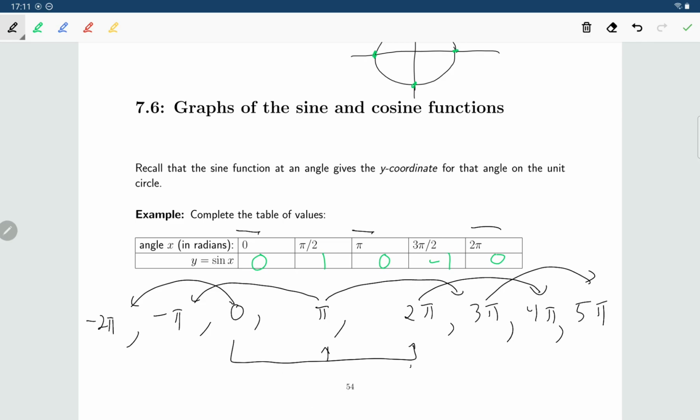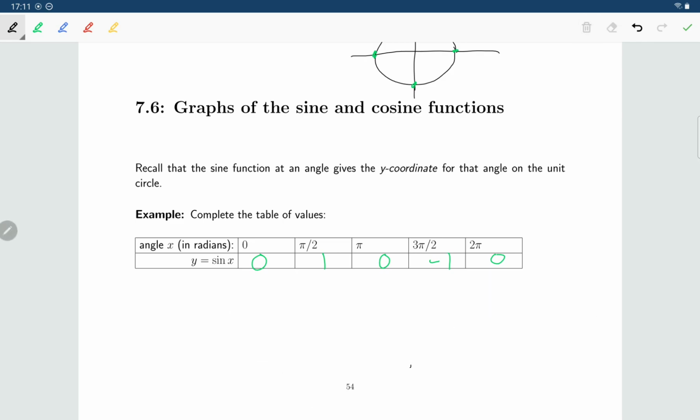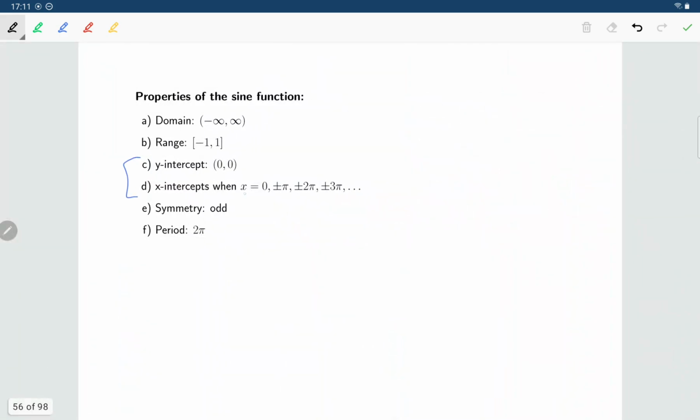So all of these points would all be x-intercepts, or in other words, the x-intercepts happen whenever x is some whole number multiple of pi or some negative whole number multiple of pi. So plus or minus pi, 2 pi, 3 pi, 4 pi, and so on, as well as when x is 0. The other two little facts, we knew those from earlier, that sine was an odd function and sine had a period of 2 pi.